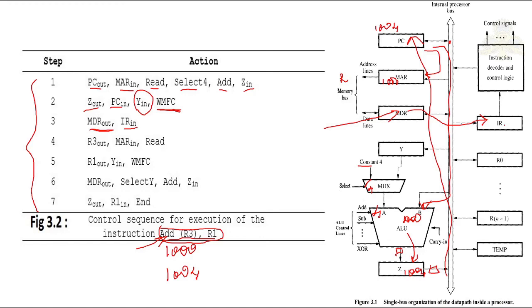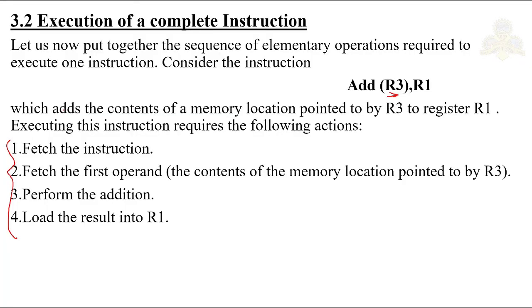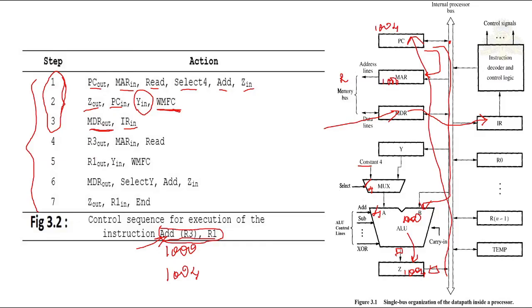Now from IR, the instruction decoder and the control logic will understand that you have to get the contents of R1, R3 and so on. So control signals would be initiated. These first three steps constitute the fetch cycle. So we had seen here, fetch the instruction. These three are instruction fetch, then our execution starts.